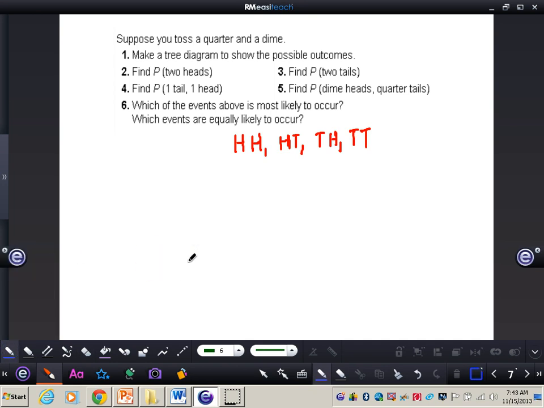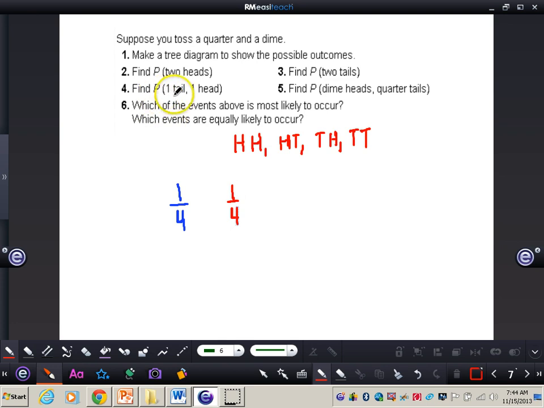So it says find P, or probability, of 2 heads. So we can see that 2 heads in our list here only occurs 1 time. Okay, so that's going to be the numerator, so to speak, of my fraction out of 4 possible chances. So I could see 1 out of 4 chances would be the probability to land on 2 heads. Okay, find the probability for 2 tails. Okay, you can see once again that there's only 1 event that has 2 tails occurring, so the probability would be 1 out of 4 chances because there's 4 total possible outcomes.